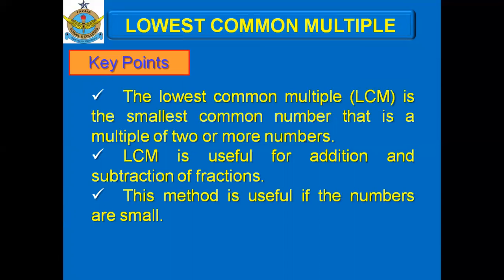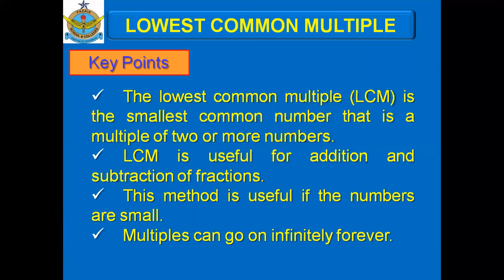Now this method is useful if the numbers are small. Multiples can go on infinitely. It means, beta, if I ask you to write down the first five or first six multiples of any number, then you just write down the first six multiples. If the question is just to write down the multiples of 3, it is undefined how many multiples you have to write down. That's why this is an undefined process.